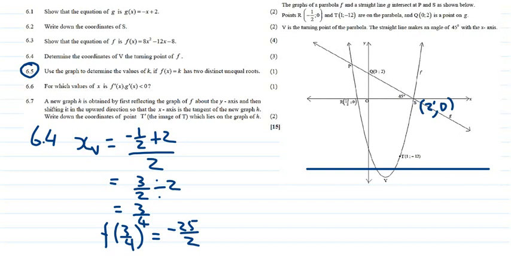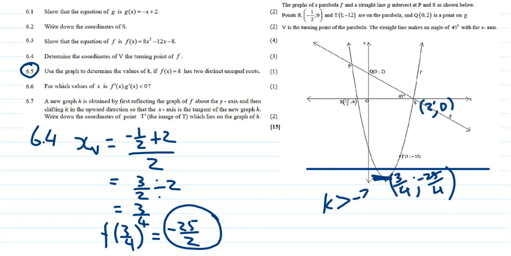So we will have to say K must be bigger than what? The y value at V, which is negative 25 over 4. At negative 25 over 4, we have exactly one solution. But we want two distinct, unequal roots, so it must be above. So K must be above negative 25 over 4, excluding it. That's it.